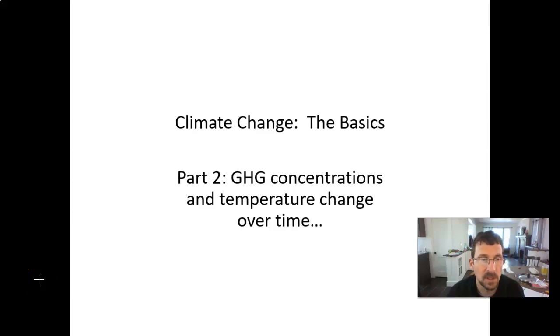Hey folks, this is our second installment of Climate Change, the Basics. In part two, we're going to look at how greenhouse gas concentrations and temperature change over geologic time and recent time kind of go hand in hand. This is part of the evidence that led climate scientists to understand the relationship between greenhouse gases and climate change last century as we were learning about this. So let's get started.